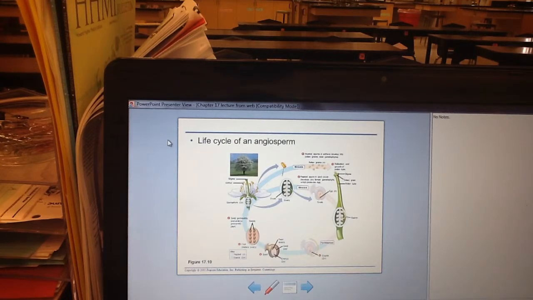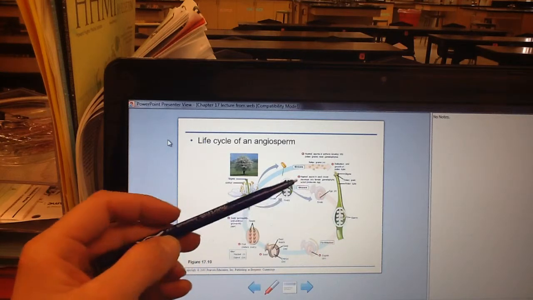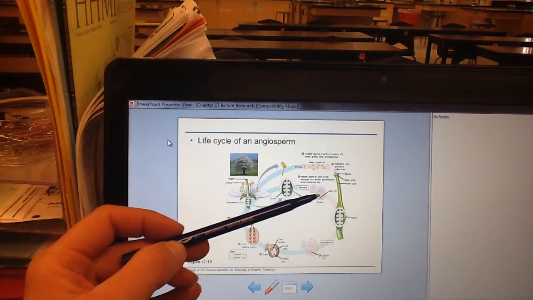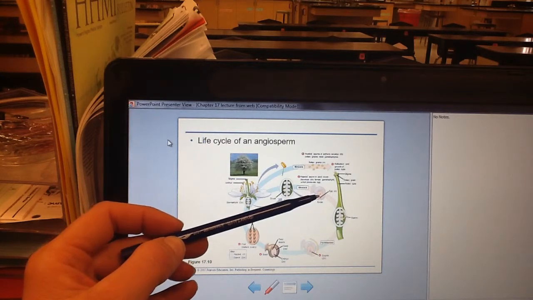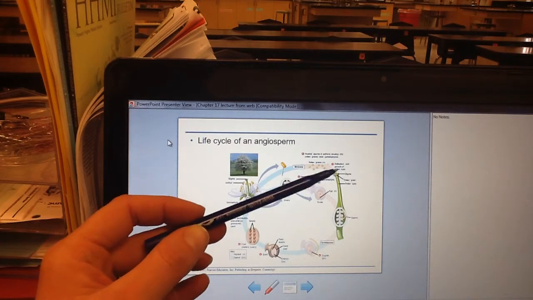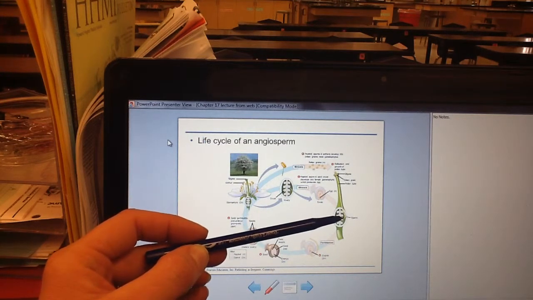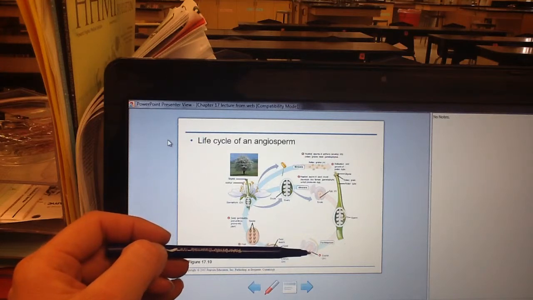So here's our life cycle of an angiosperm. Once again, we're going to start with our pollen grain, which contains our sperm, our ovule, which contains our egg. We're going to have our sperm and egg come together. So the sperm literally grows down and injects its nucleus into the egg. And then we have fertilization and we have a zygote.